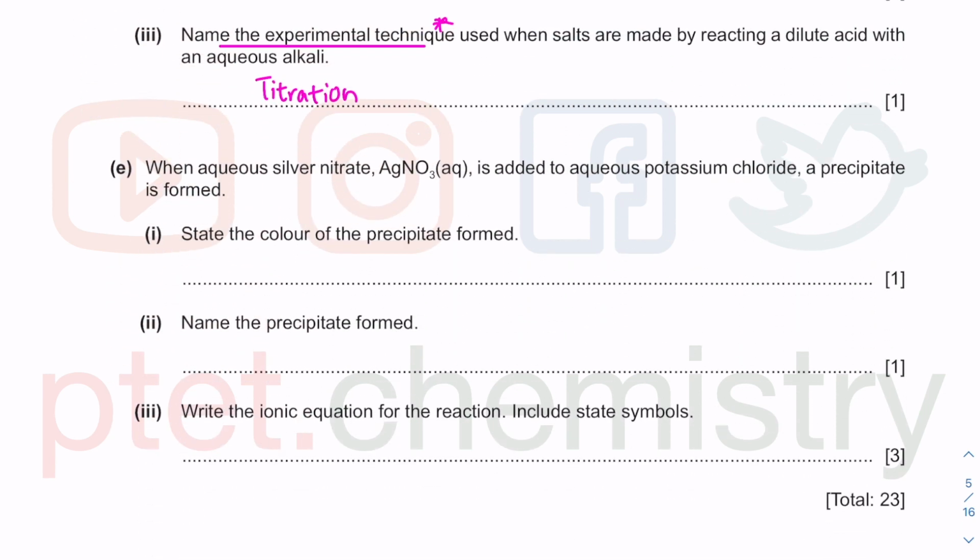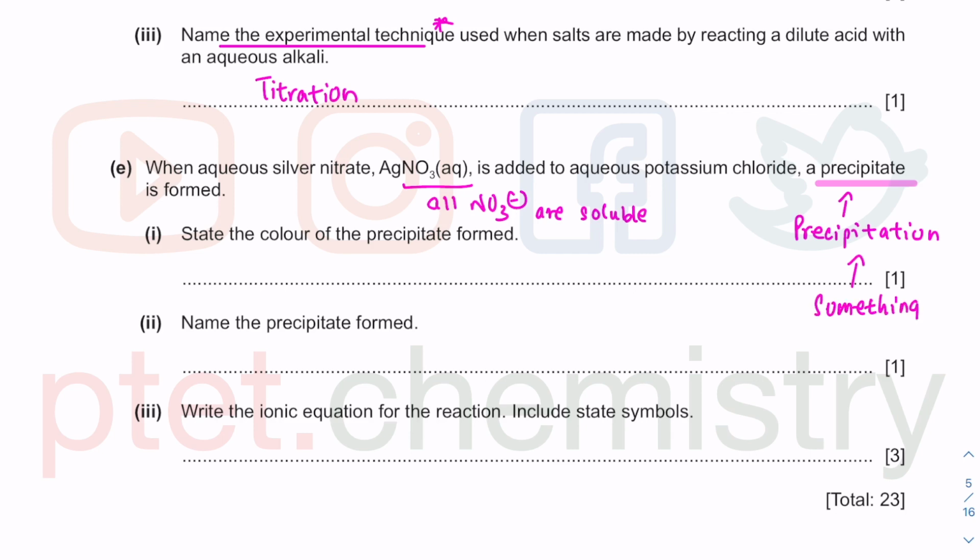Part E, when we have silver nitrate there, all nitrates are soluble in water. So when we added it with aqueous potassium chloride, we do get a precipitate. So unlike the previous titration, this is what you call the precipitation reaction. You produce something insoluble. So aqueous and aqueous producing something insoluble there. So state the color. This is going to be AgCl solid precipitate and this is going to be white color.